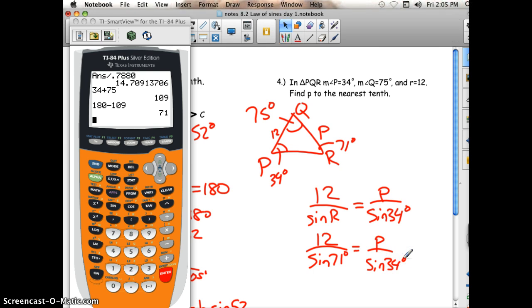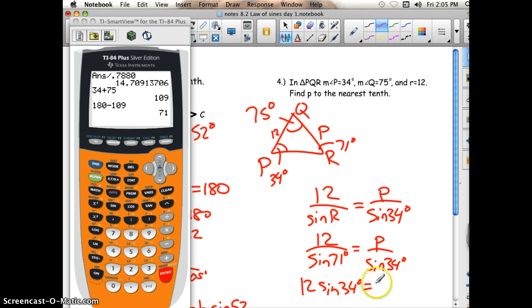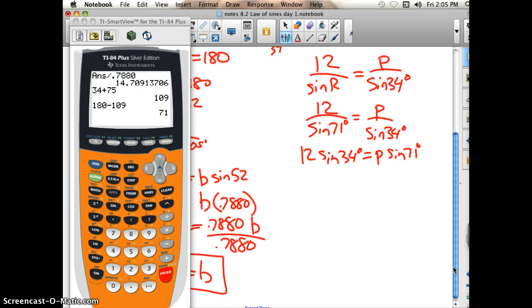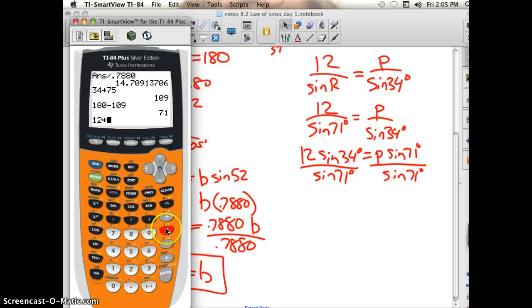Okay, and then when I cross multiply, I get 12 sine 34 equals p sine 71. All right, and what you can do if you would like is you can now, before you even evaluate them, do this and then kind of evaluate it all in one shot. And that would happen like this. You do 12 times the sine of 34, okay, and then I'll get a value for that, and then divided by the sine of 71, right?